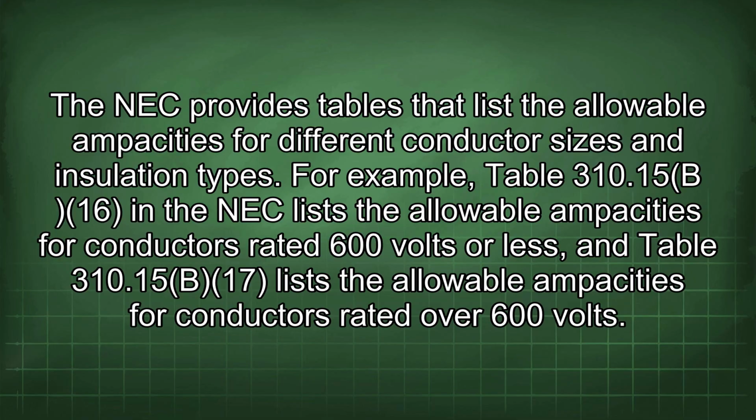For example, Table 310.15(B)(16) in the NEC lists the allowable ampacities for conductors rated 600 volts or less, and Table 310.15(B)(17) lists the allowable ampacities for conductors rated over 600 volts.